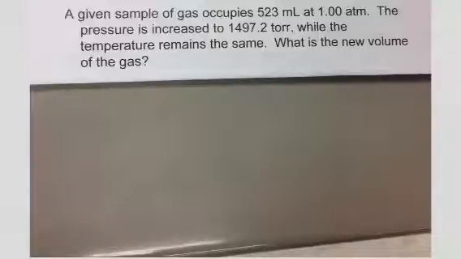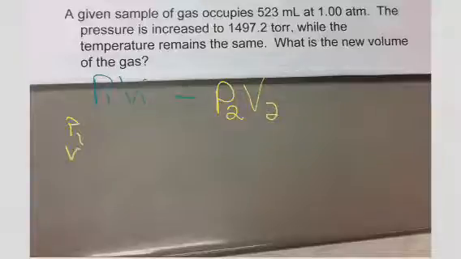So our equation is P1 times V1 equals P2 times V2. So I always start with let statements. You, at the very least, have to show me how the numbers plug into the formula and your answer. But you're welcome to do let statements as well.